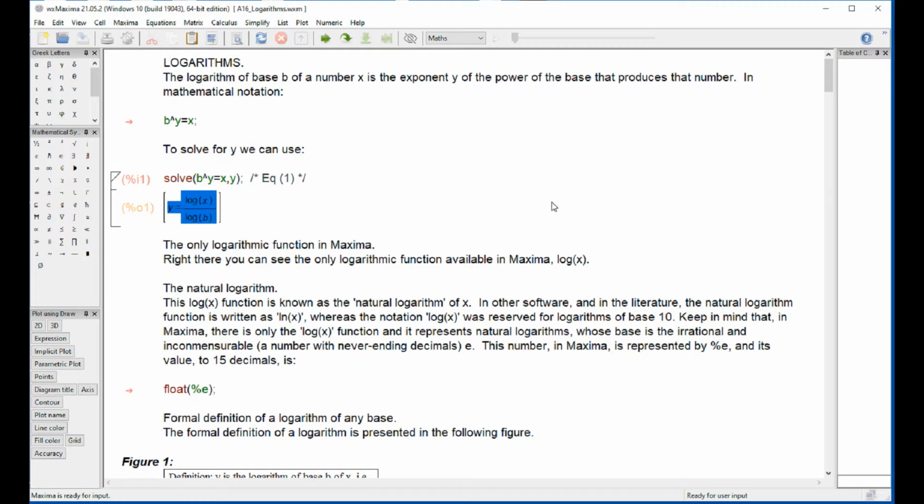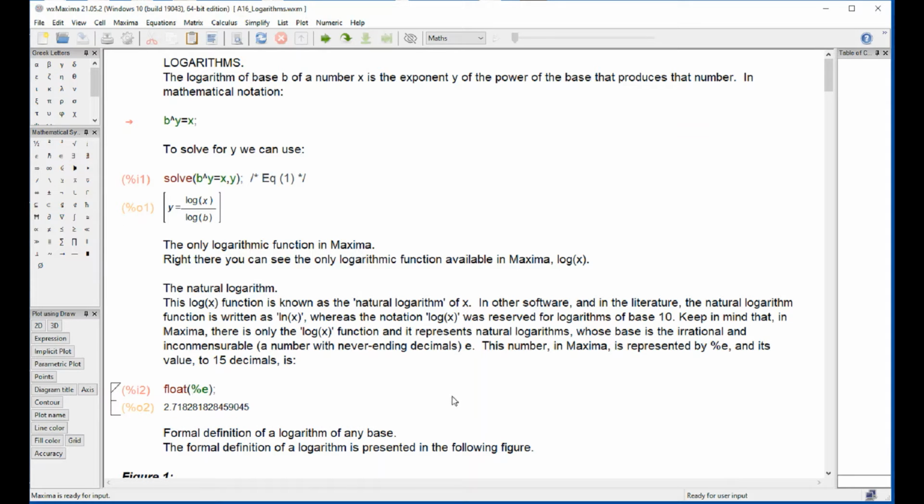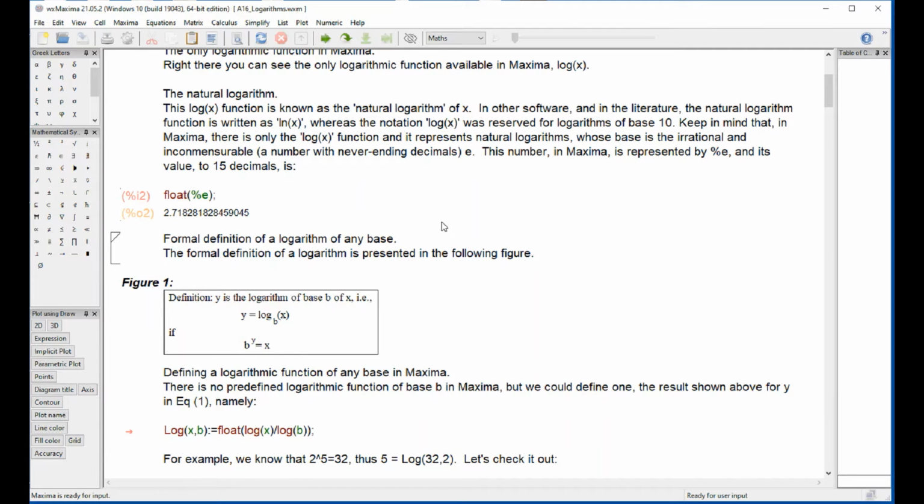The base of the natural logarithms is the constant e, sometimes called the Euler constant, which is the number 2.71828, and so on. It's an infinitely long, non-repeating irrational number, and that represents that quantity.